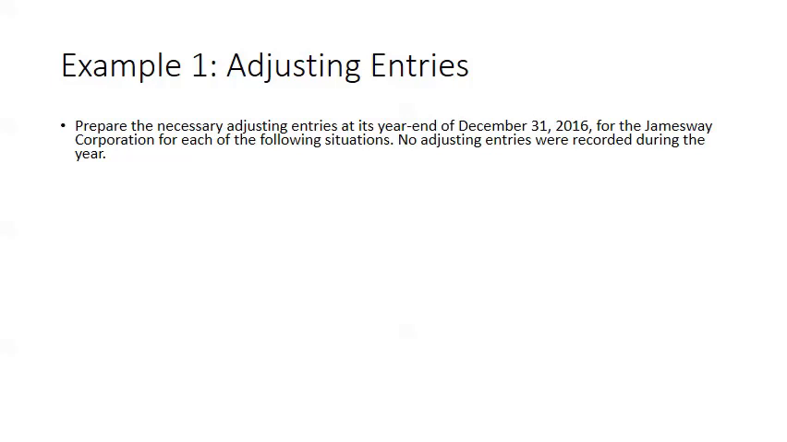Well, let's go through an example of adjusting entries. Prepare the necessary adjusting entries at its year end of December 31st, 2016 for James Way Corporation for each of the following situations. No adjusting entries were recorded during the year, which is pretty typical. If you're just doing your period as a year, you haven't made adjusting entries during the year.